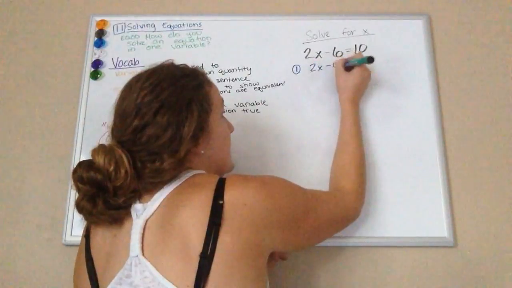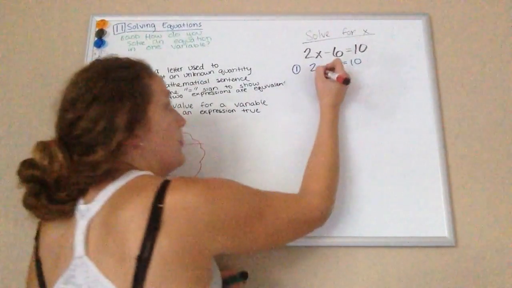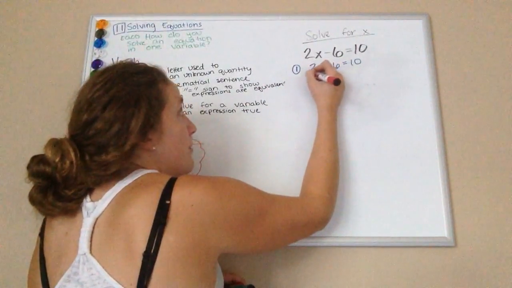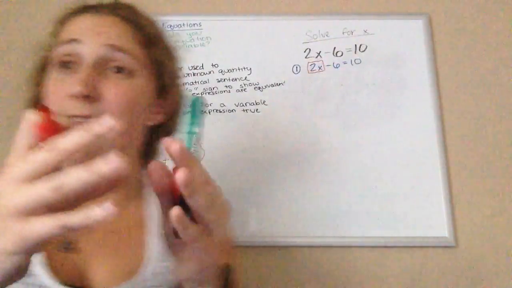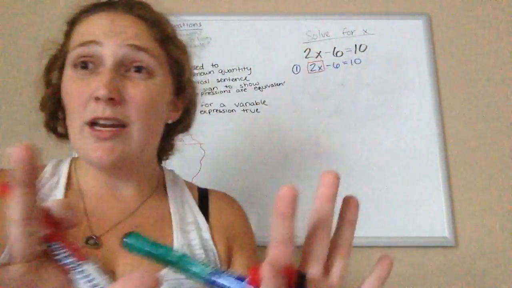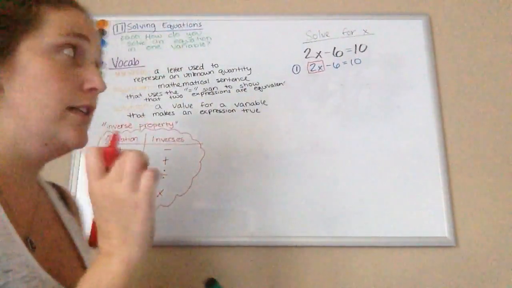We go 2x minus 6 is equal to 10. Now what I do just to help me out is I look at where my variable is, and I put a box around that term. Term being anything that's connected to that x, I put a box around it just to warn me I'm not going to touch that thing until it is all by itself, until it's isolated.